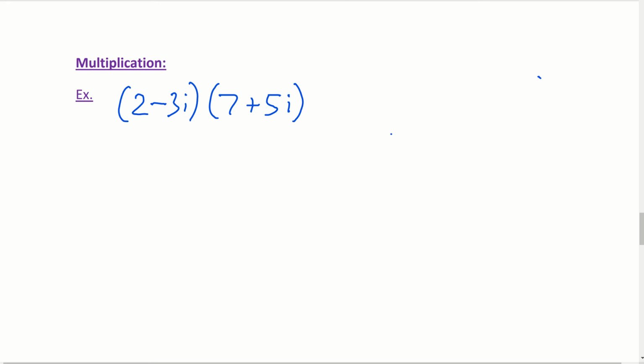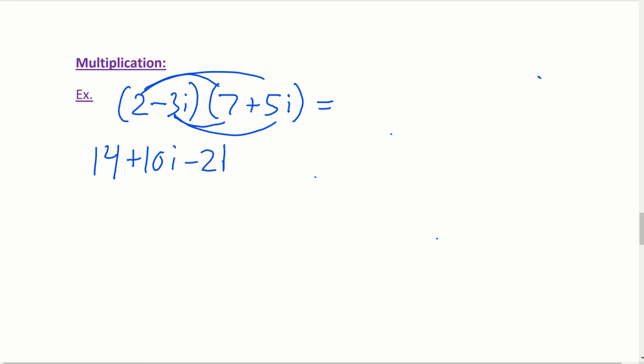To multiply this out, we're going to distribute the real part through first. We're going to do 2 times 7, which is 14. Positive 2 times a positive 5i will give us 10i. We're now going to distribute the negative term through. Negative 3i times 7 would give us negative 21i. Negative 3i times a positive 5i. Be careful here. Negative 3 times 5 is negative 15, and i times i will give us i squared.